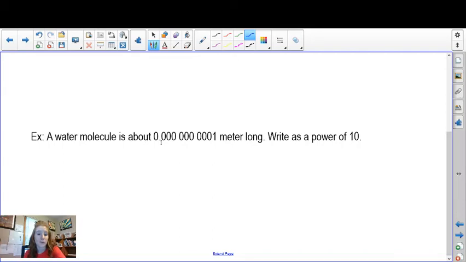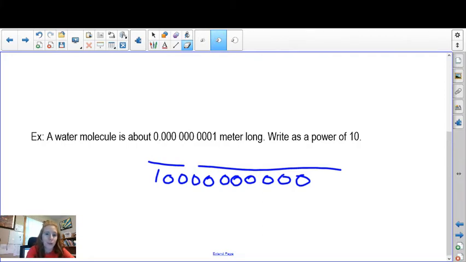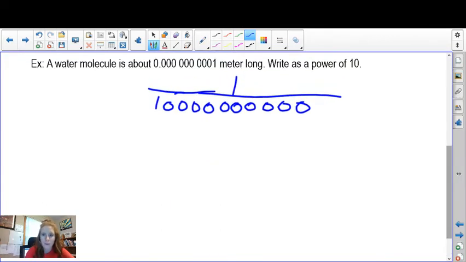A water molecule is about 0.00000000001 meter long. Write that as a power of 10. Okay, so again, we have 1, 2, 3, 4, 5, 6, 7, 8, 9, 10. So I have 1 over 1, 2, 3, 4, 5, 6, 7, 8, 9, 10. Which is the same thing as 1 over 10 to the 10th, which would be 10 to the negative 10th.